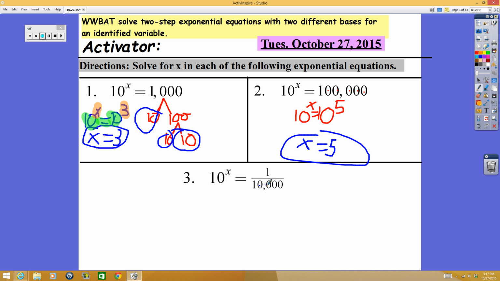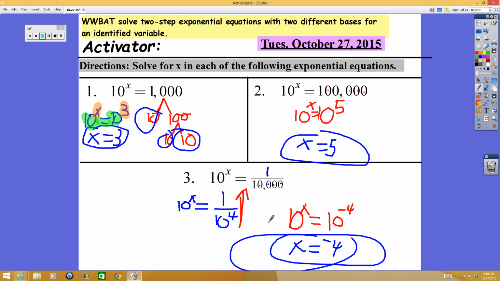This one, there's 1, 2, 3, 4 zeros, right? Now, the common mistake that a lot of people do is they forget about this 1. So let's write this again, 10 to the x, because I did nothing to that first side, equals 1 over 10 to the 4th, right? Now I've got to move this guy up. We've already learned that when you cross the line, you change the sign. So instead of a 10 to the positive 4 down here, when you move it up, it's going to become 10 to the negative 4. And because of that, your answer is x equals negative 4.